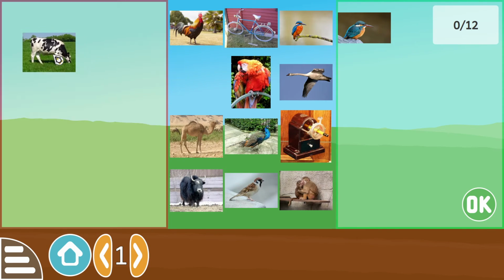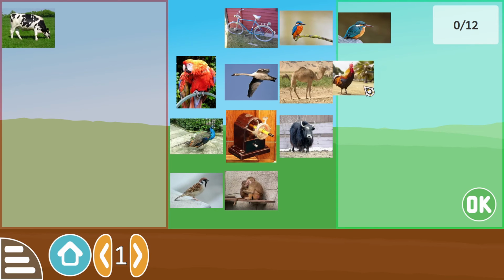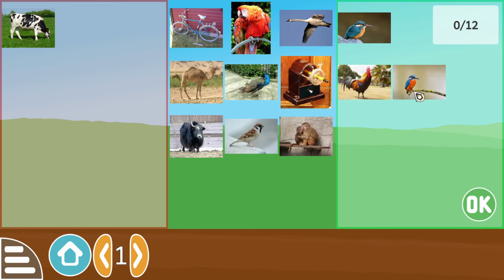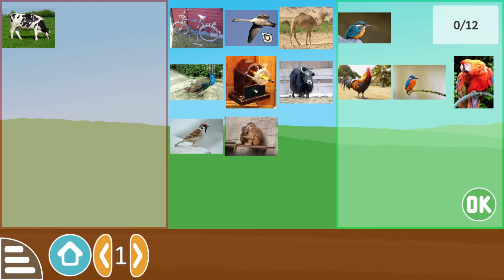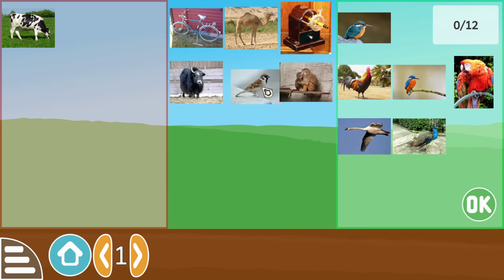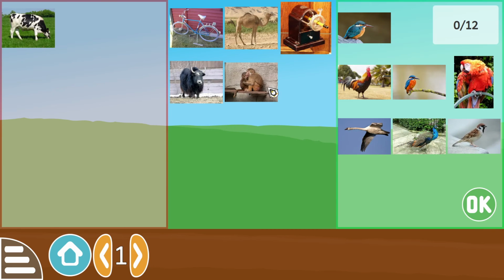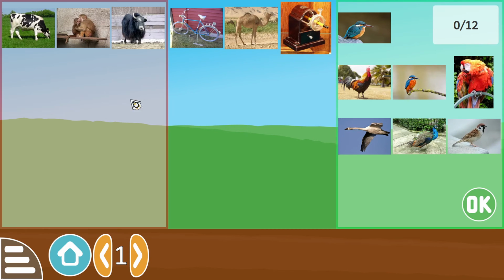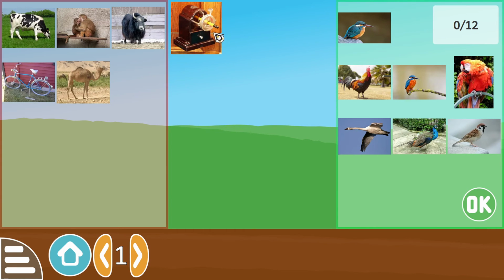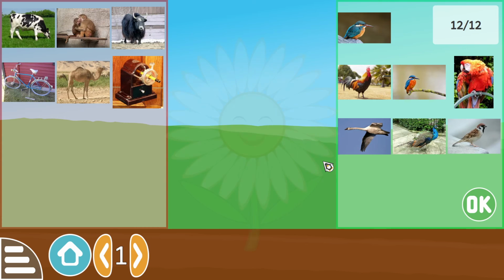So this time the cow, even though it's an animal, it's not a bird, it can't fly. Then we've got a rooster that can, or a chicken. It looks to be a kingfisher, I think. A parrot, a duck, lyrebird, and I'm not sure what that is. The monkey can't fly, the cow or bull can't fly, bicycle can't, camel can't, and pencil sharpener can't as well.